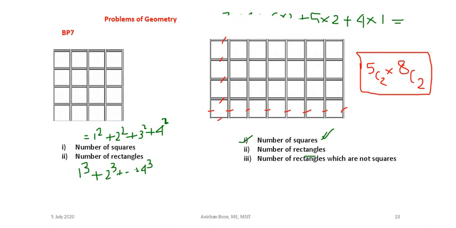Okay. Now the third question: the number of rectangles which are not squares. It is very simple. You know the total number of rectangles, and you know the total number of squares. Just subtract the total number of squares from the total number of rectangles, and you will get the last answer.